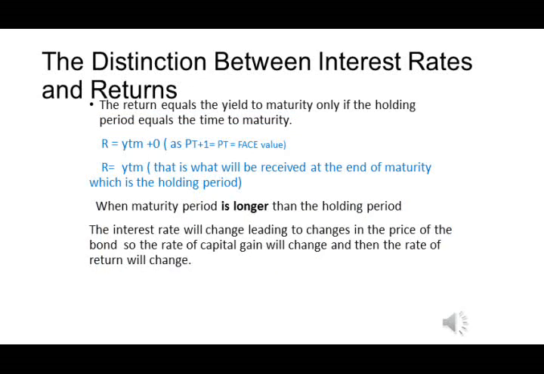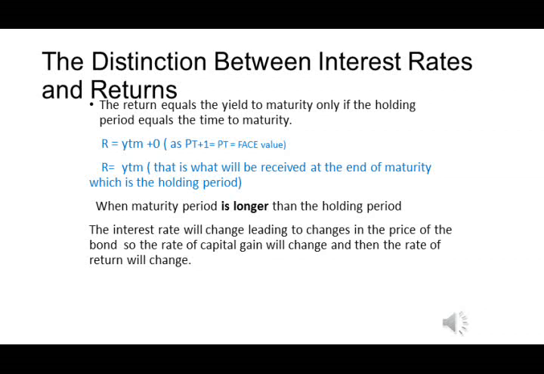Here, we must know that the return equals the yield to maturity only if the holding period equals the time to maturity. Like in the table, when the maturity lifetime of the bond is 1 year, and I'm holding it for 1 year, the return on the bond equals the yield to maturity. How is that? Because there is no capital gain or loss, as the price at time t plus 1, which is now, will be equal to the price of the bond I have paid already at time t, equal to the face value.